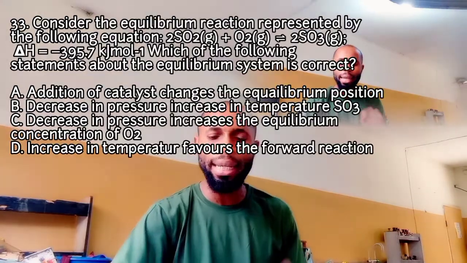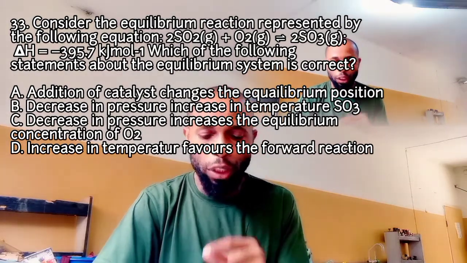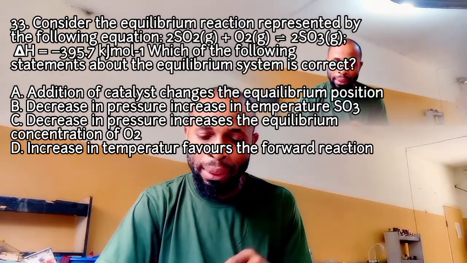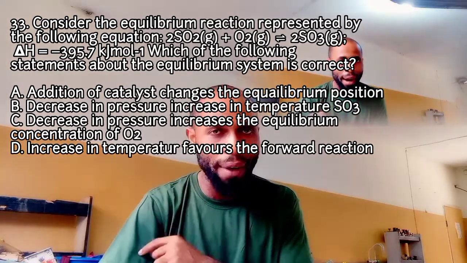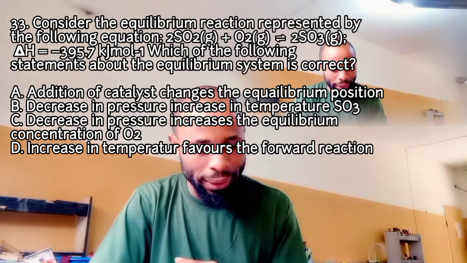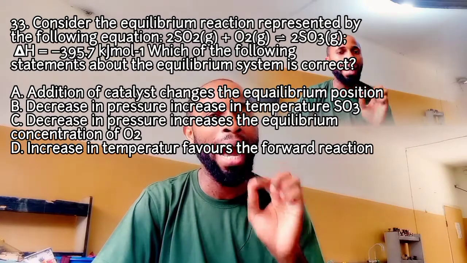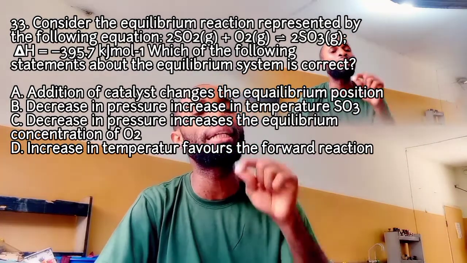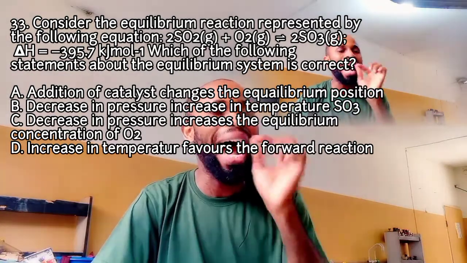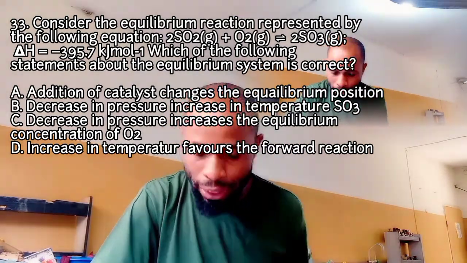Question number 33. Consider the equilibrium reaction represented by the following equation. Which of the following statements about the equilibrium system is correct? I want you to know that the sign there is minus 395. Therefore, it is an exothermic reaction. Then let's look at the options. Addition of catalyst changes the equilibrium position. That is, a catalyst has no effect on the equilibrium position. This is because it is going to increase both the forward and the backward reaction rates at the same rate. No change. Therefore, we are not going to see any effect.